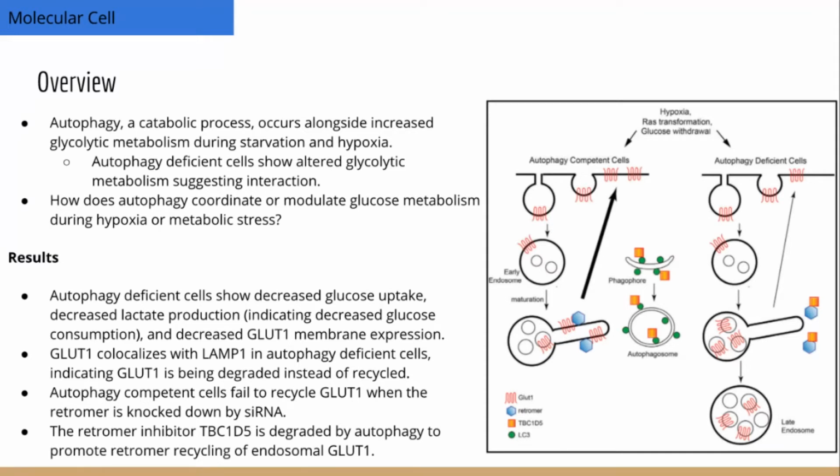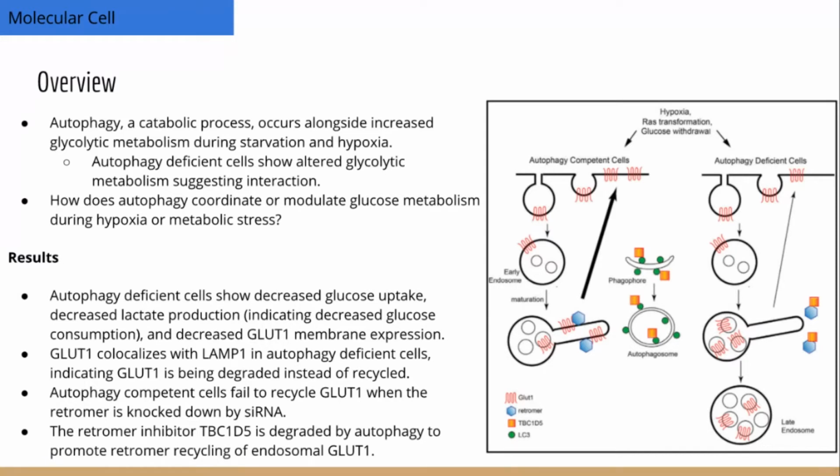And since autophagy is a catabolic process that helps a cell cope with starvation and hypoxia, it's not surprising that it occurs alongside increased glycolytic metabolism. And events such as GLUT1 translocation from the endosome to the membrane are occurring alongside autophagy. They both are induced by the same glucose deprivation events. So both autophagy and GLUT1 translocation to the membrane are occurring in parallel.